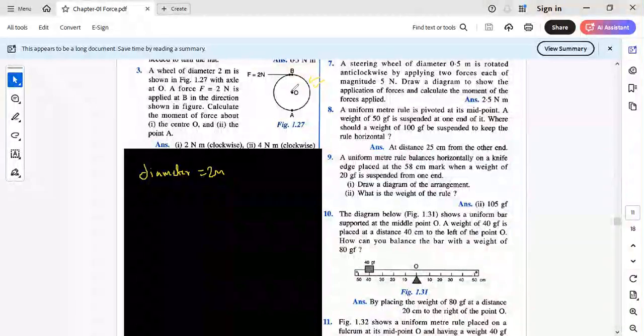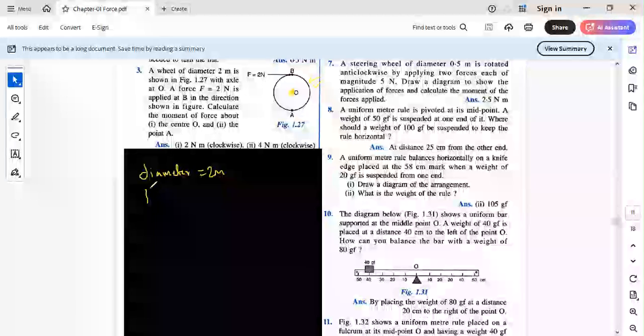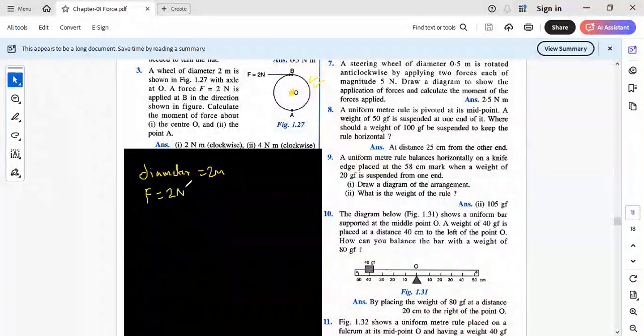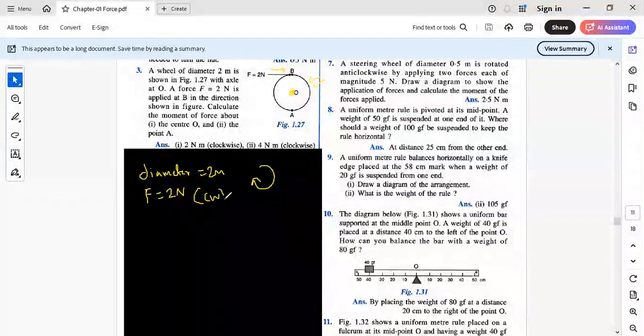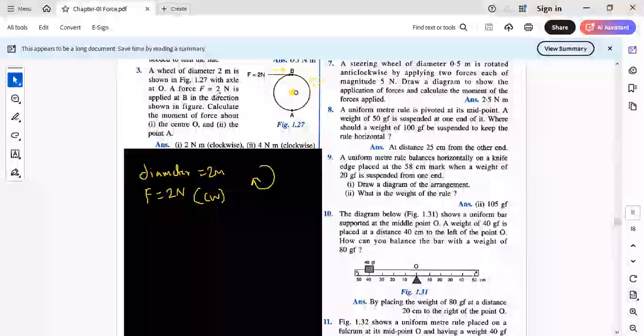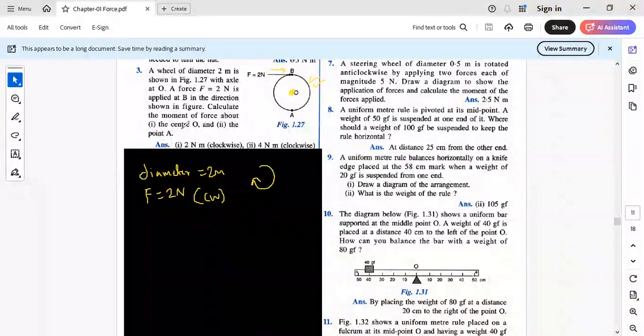It is shown in the figure with an axle at O. So the axle is at O, right? A force of 2 Newton. The force available is 2 Newton. We can see the force is moving in this direction, which is, if you see, moving like this. It means it's in the clockwise direction. So the force is applied on the wheel in such a way that it will move in the clockwise direction. It is applied at B in the direction shown. Calculate the moment of force about center O.